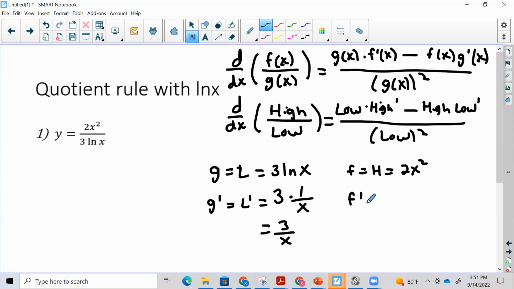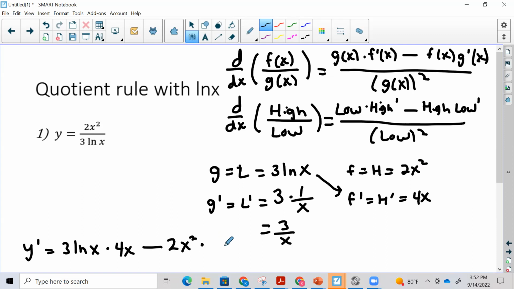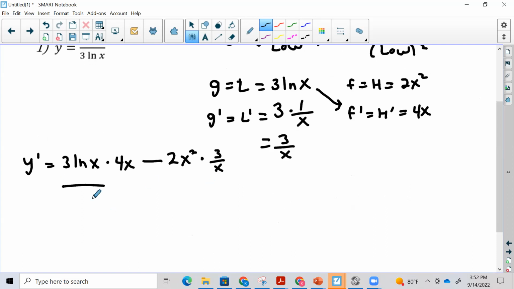And then if we take the derivative of that, we get 4x. And then we put it together. So again, always start with the low, the bottom, and multiply it by the derivative of the top. So we have 3 ln of x times 4x, minus, because we're doing the quotient rule, the f of x, 2x squared times 3 over x. I'm going to use the simplified one, all over the bottom, which is that 3 ln of x squared. And let's simplify a little bit.